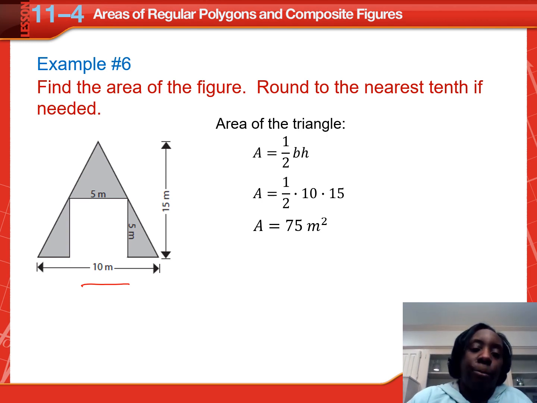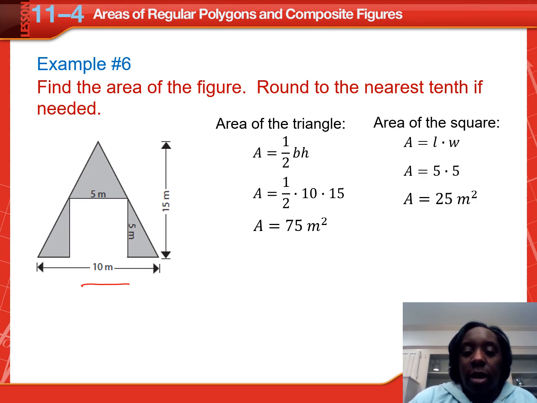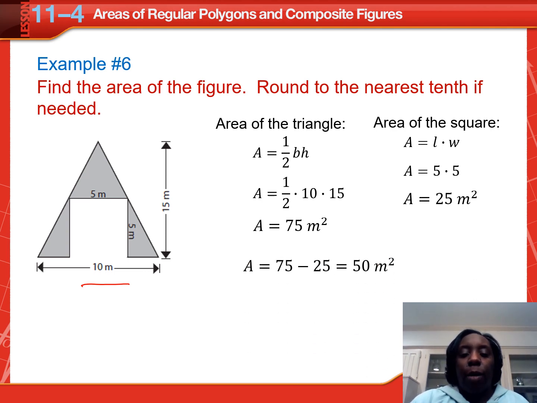Now I am taking a bite out of this triangle. I'm taking a square out. So when I take out that square, I need to subtract that. So the area of a square is actually side squared, but just to make it easier, if you need to see it as a rectangle, you can see it as a rectangle. So that's 5 times 5, 25 meters squared, and there you go. I subtract, and my area for my shape or my shaded area is 50 meters squared. So there you go. That's how you do these problems.